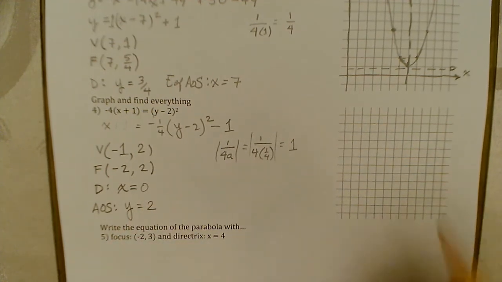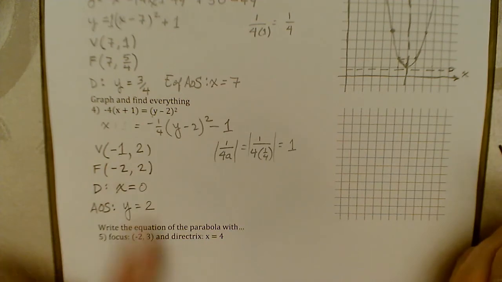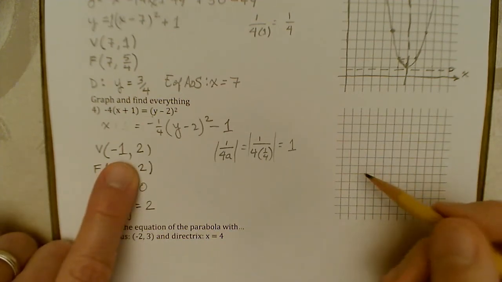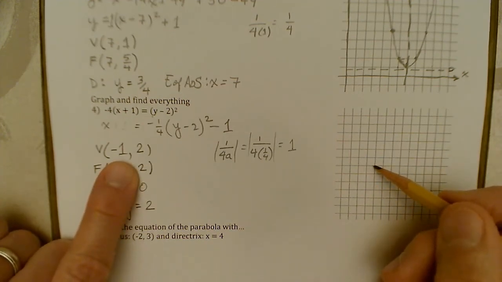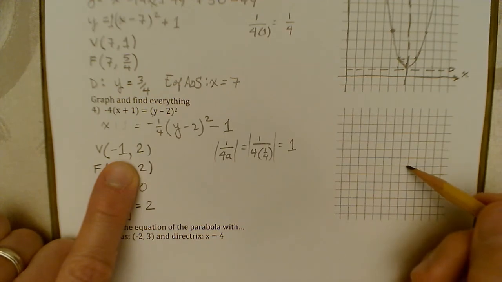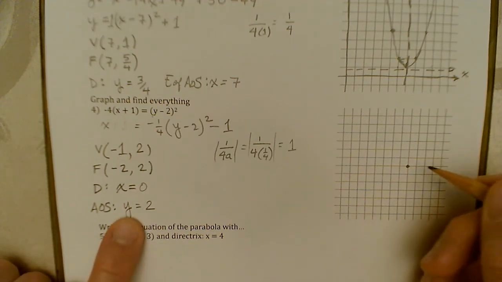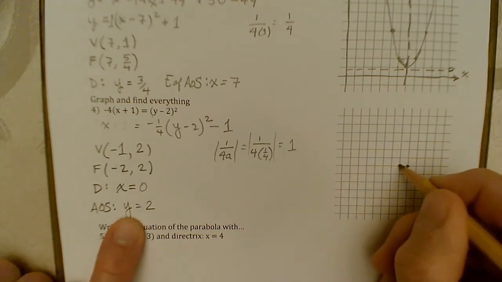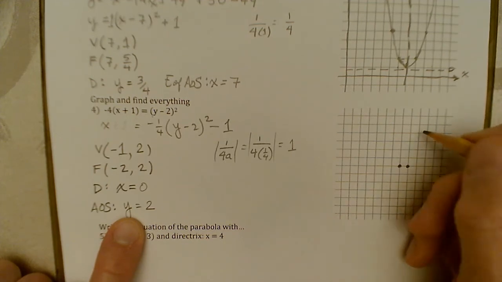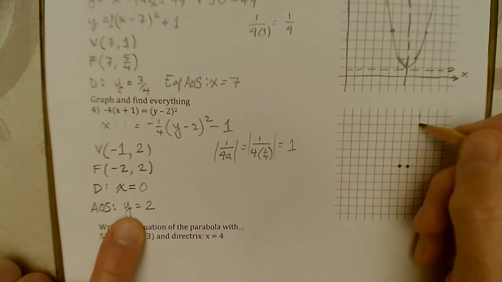All right, and so let's get this graphed on here. We want to do something, let's see, this is opening, as we said, to the left, so let's do it over here. Let's maybe put our vertex right here. And then our focus is to the left one, and the directrix is to the right one.